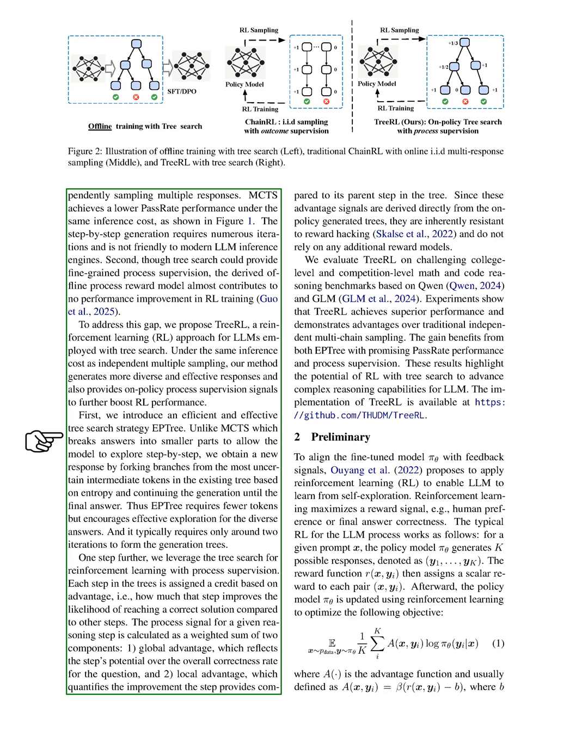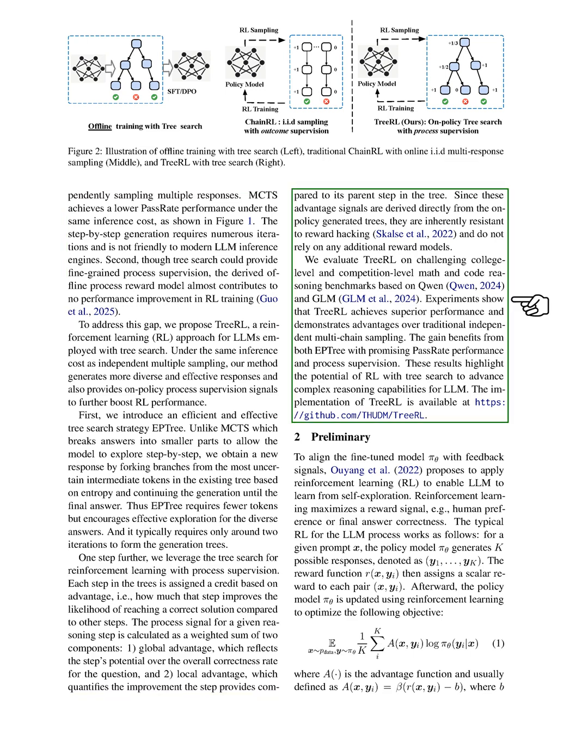Furthermore, we utilize tree search for RL with process supervision. Each step in the tree receives a credit based on its advantage, which measures how much that step improves the chances of finding a correct solution compared to others. The process signal for a reasoning step is calculated as a weighted sum of 2 components: global advantage, reflecting the step's overall potential for correctness, and local advantage, measuring the improvement over its parent step.